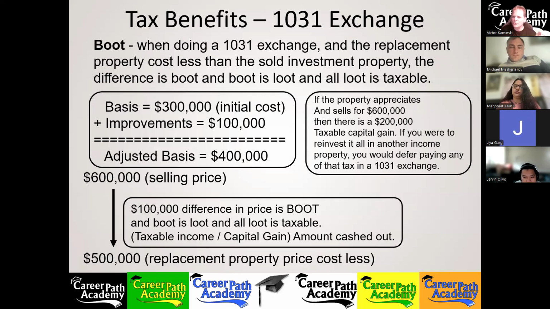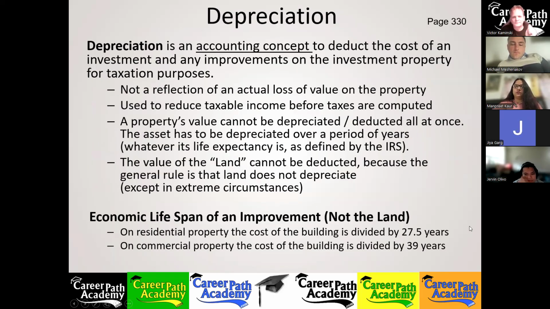However, if the new investment property you find is $500,000, there's a $100,000 difference. That difference is the boot. Boot is loot, and all loot is taxable. So that's your capital gain. Okay? Everybody understand that? Good? All right.